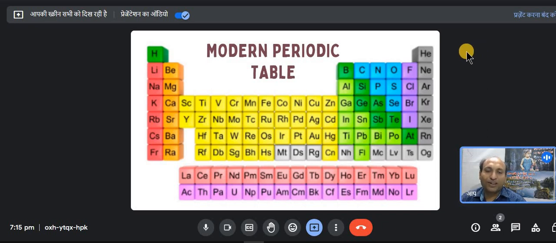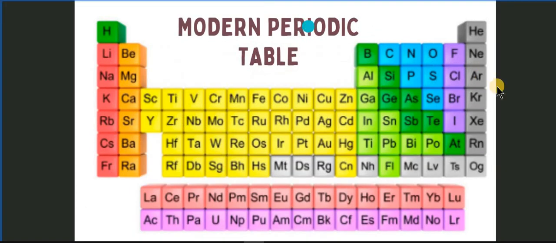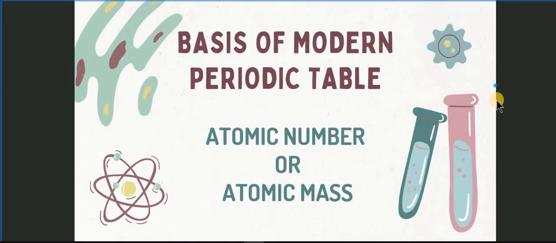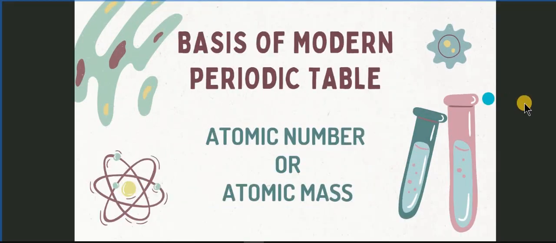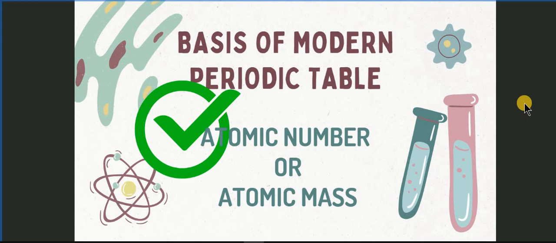I would like to ask one question from you before starting the session. What is the basis of modern periodic table? You might be knowing the answer now. So the basis is atomic number. Modern periodic table basis is atomic number.